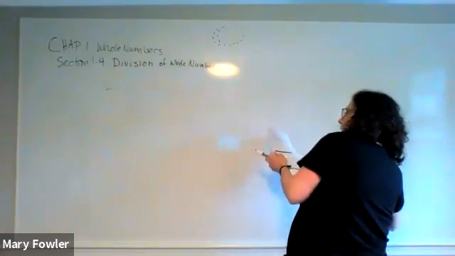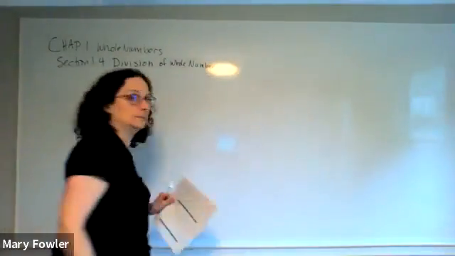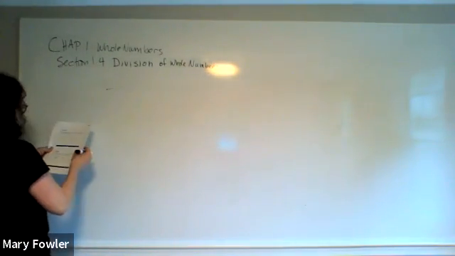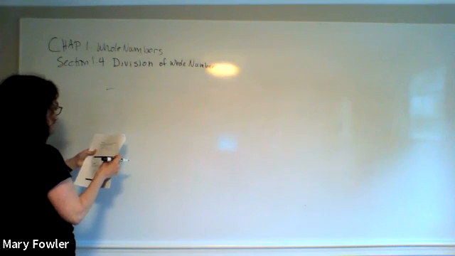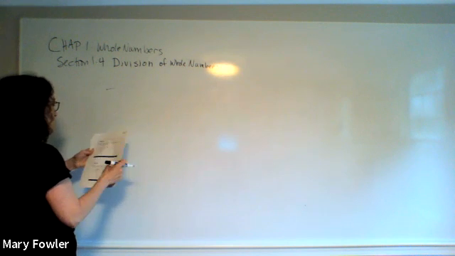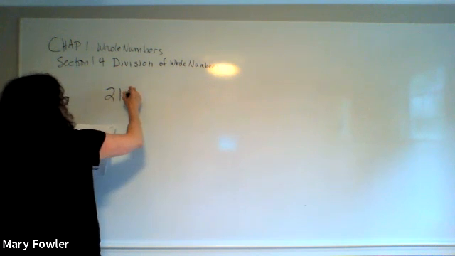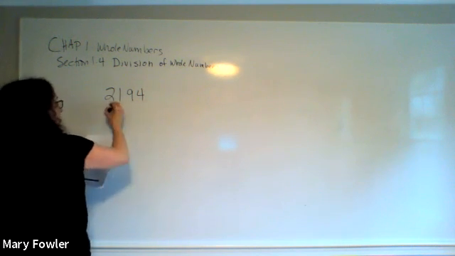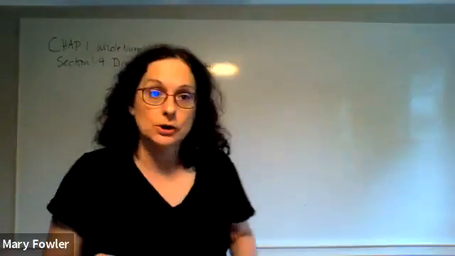And I want to go to a 4-digit number divided by a 2-digit number. Okay, so let's go to this next. It's not the next example in the notes, I'm skipping one. Okay, so 2,194 divided by 37, we're going to do the division and then we're going to check.